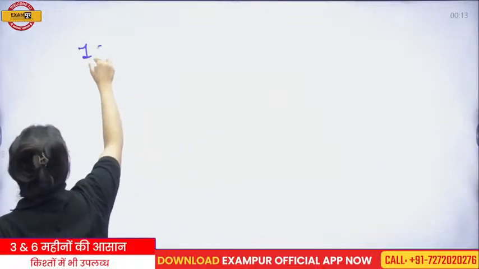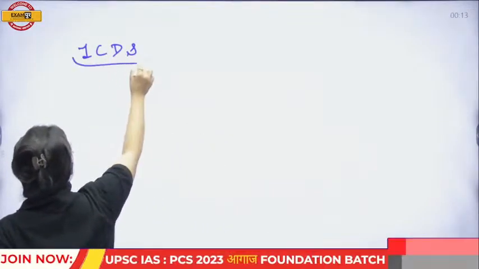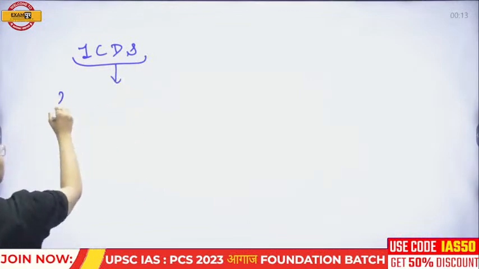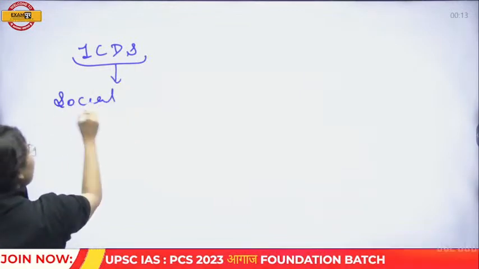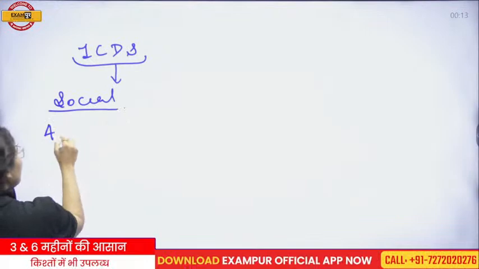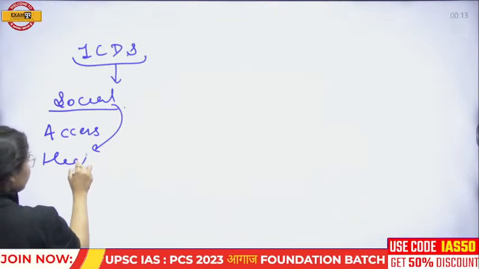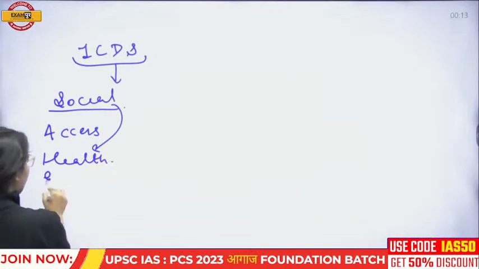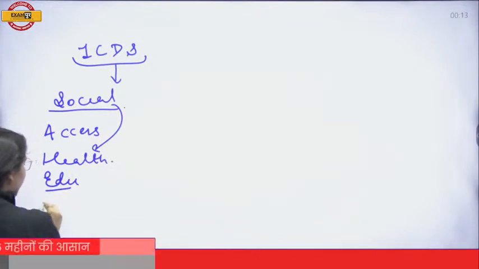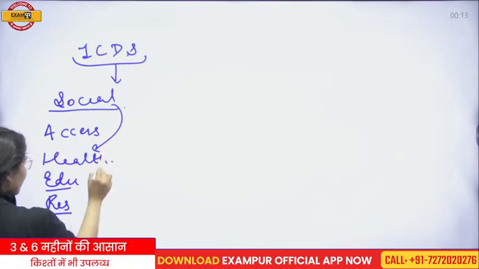So first we have talked about ICDS. This is totally related to the social sector. If we are talking about the social sector, we are trying to increase access. Social includes what? Health, education, to spread things, and resources you have access to.